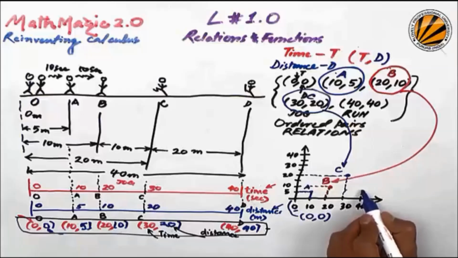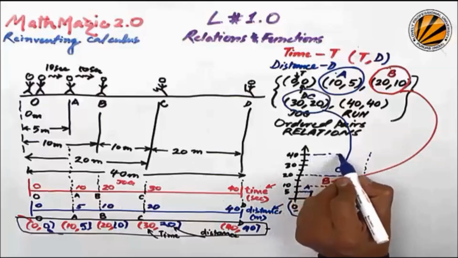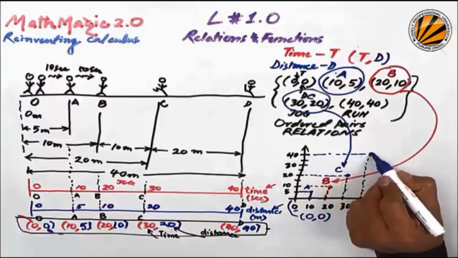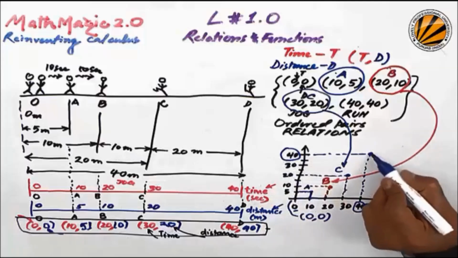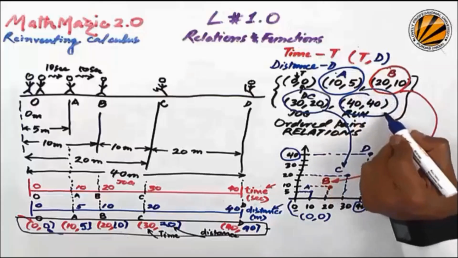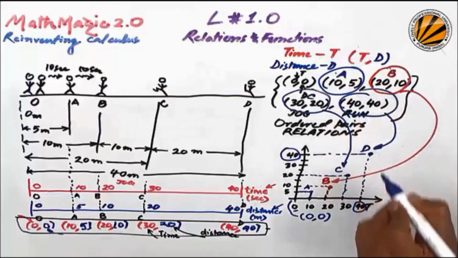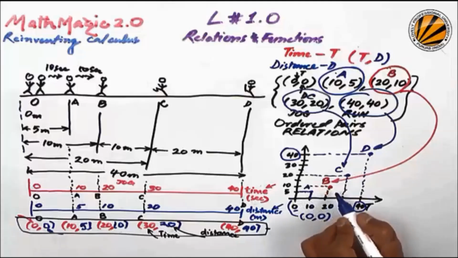After 40 seconds, because he was running, the distance from you was 40 meters, because this is the distance and this is the time elapsed. So this becomes point D. Now this is point D. We'll look at the behavioral changes in detail.